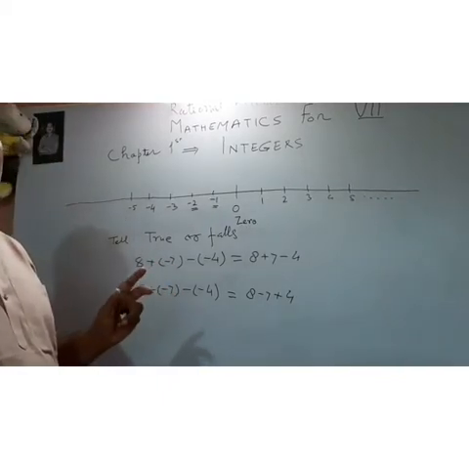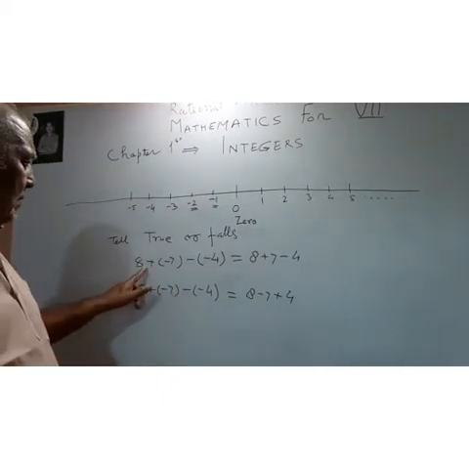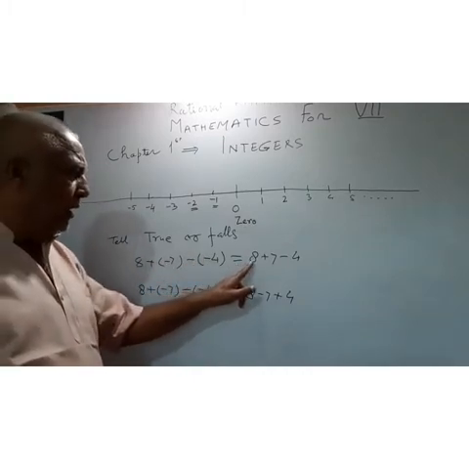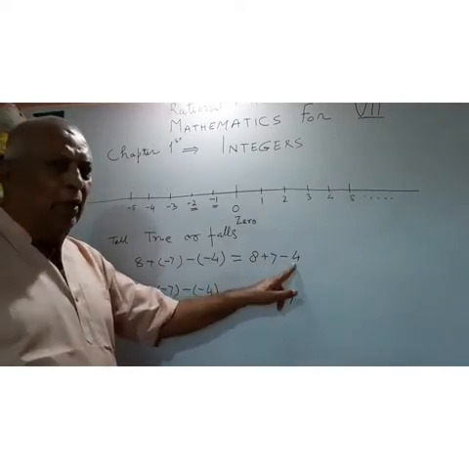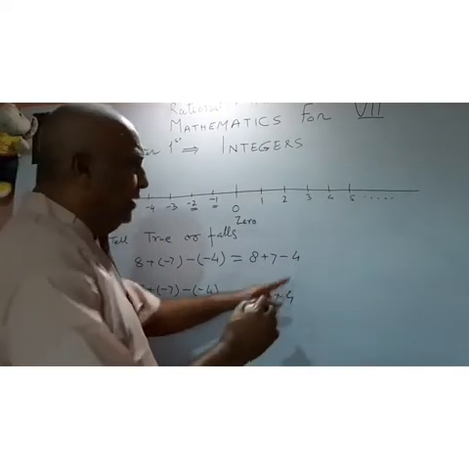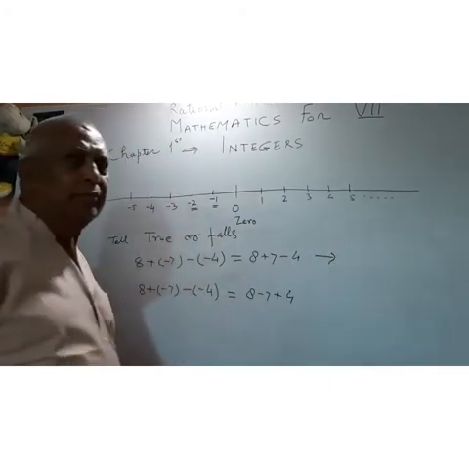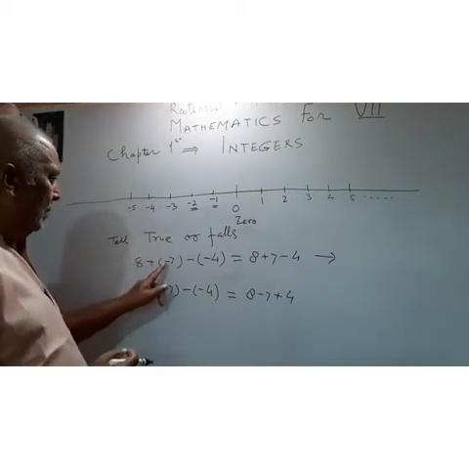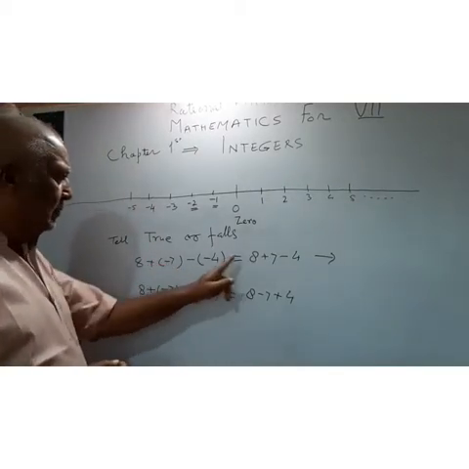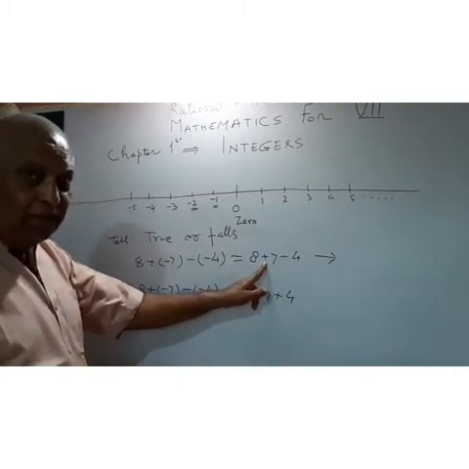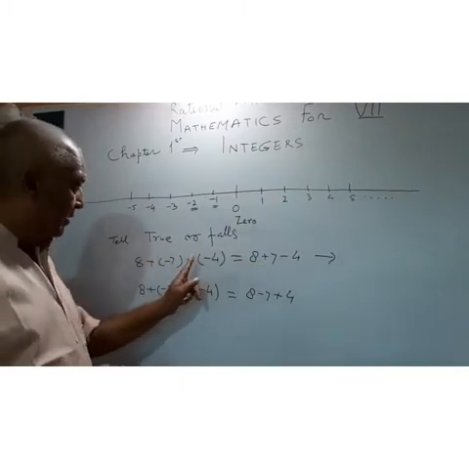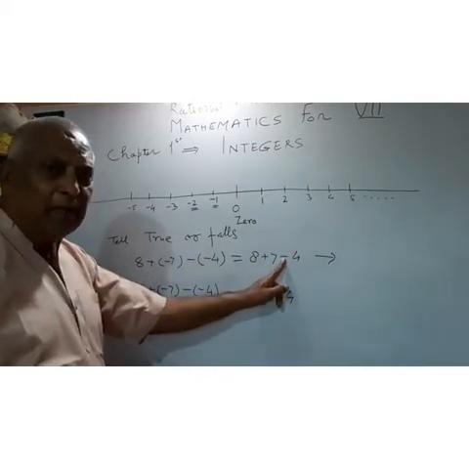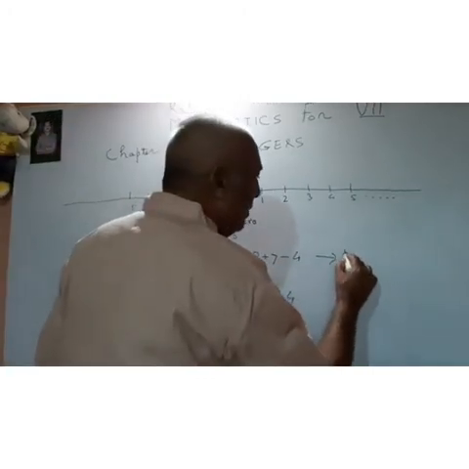Same numbers are given in two forms. 8 plus minus 7 minus 4 is equal to 8 plus 7 minus 4. You have to tell whether it is true or false. Do you think here minus and plus sign, this will make here minus, and what is here? This is plus. This minus and this minus will make it plus, but here it is what? Minus. It means this is false.